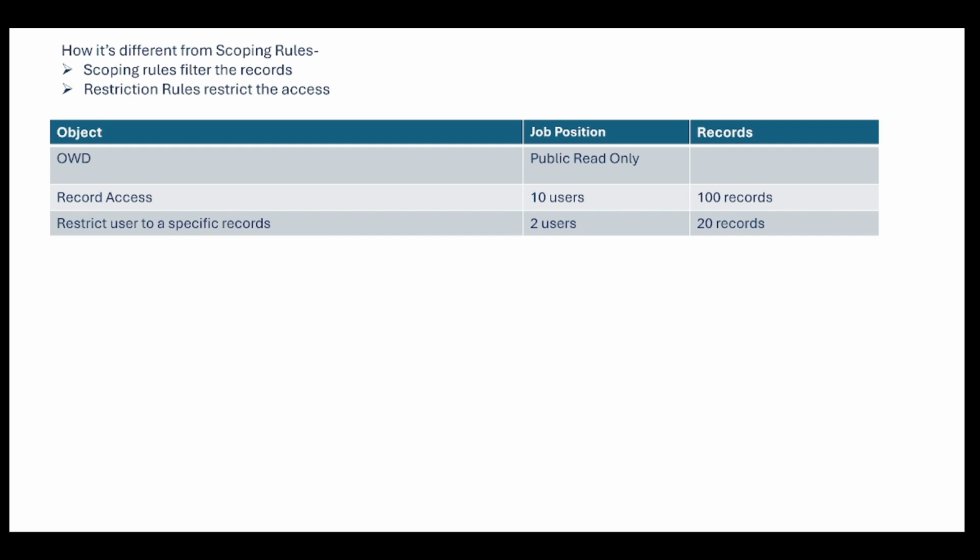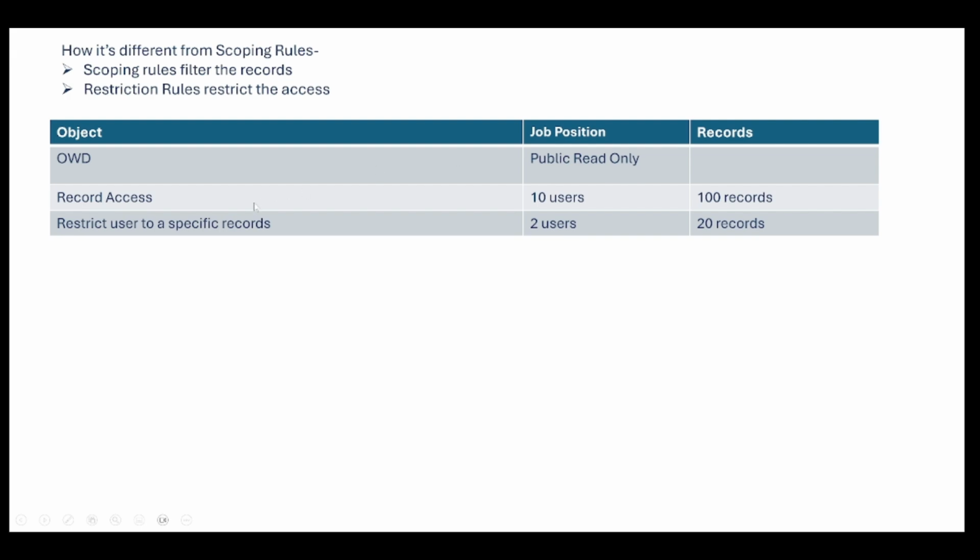But how it's different is that a scoping rule just provides a filter that you can apply manually on the list view or reports. The restriction rule is used for restricting the user to a limited set of records, and that is automatically applied everywhere the user is trying to access the record. So we are taking a similar example, however I have taken a different object, which is a custom object, Job Position, and OWD is public read only.